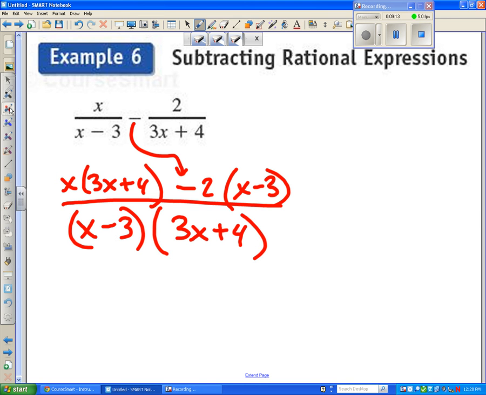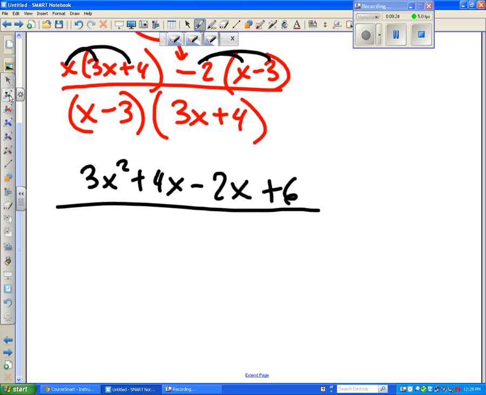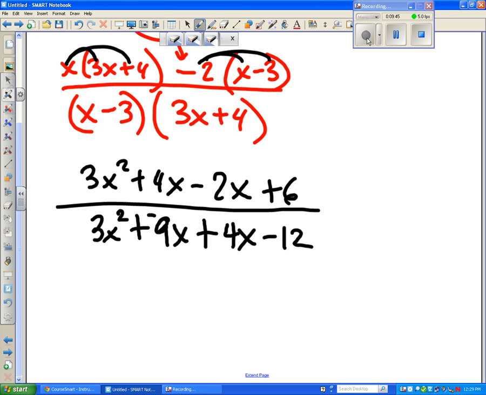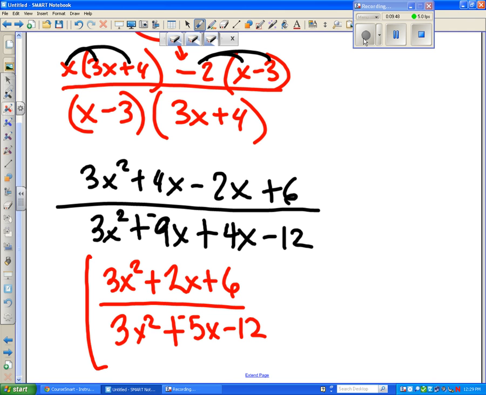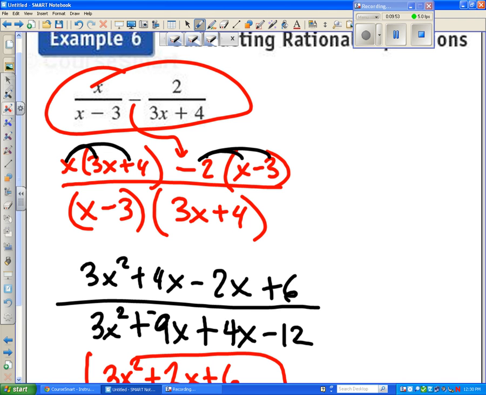Alright, now it just comes down to simplifying. Got the x, need to distribute. The negative 2 gets distributed. And then let's FOIL the bottom. (3x squared) plus 4 times x, or 9, minus 9x, plus 4x minus 12. And that's about as far as you can go with it. The whole point here is being able to add fractions using the butterfly method.